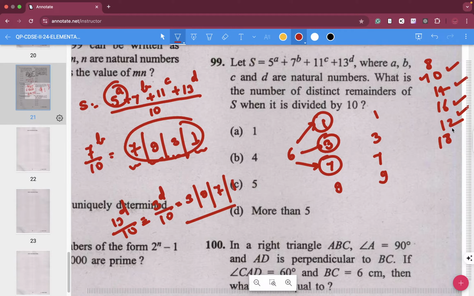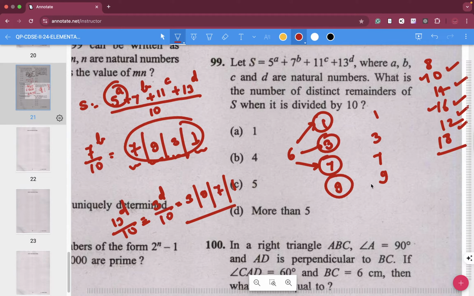22 is saying as good as remainder is 2, or 12. Now we will fix this. So 6 plus 9 over here is how much? 15. 15 plus 1 is 16, already there. 6 plus 9 is 15 plus 3 is 18, already there. 6 plus 9, 15 plus 7 is 22, 22 is saying as good as remainder is 12.